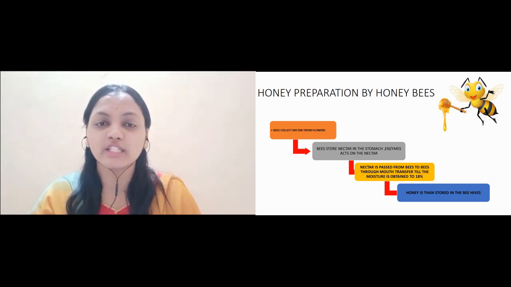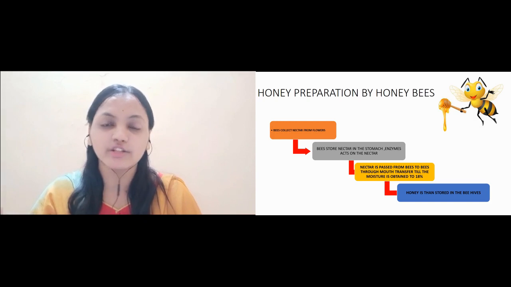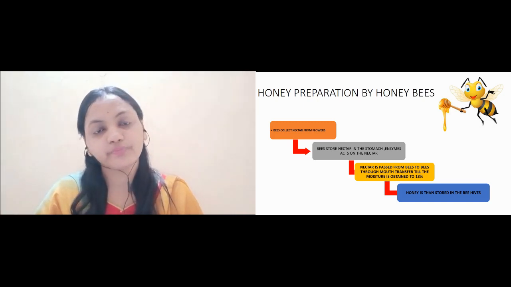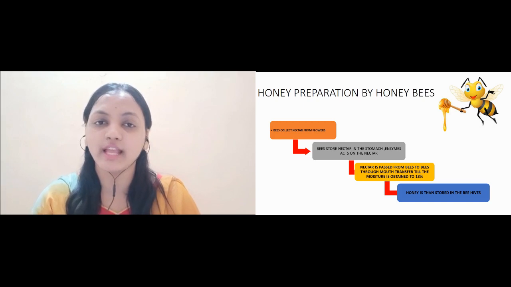That is by passing the nectar. First they collect the nectar, then they pass it to other honeybees till the moisture gets to 18% and then they store it in the beehive.